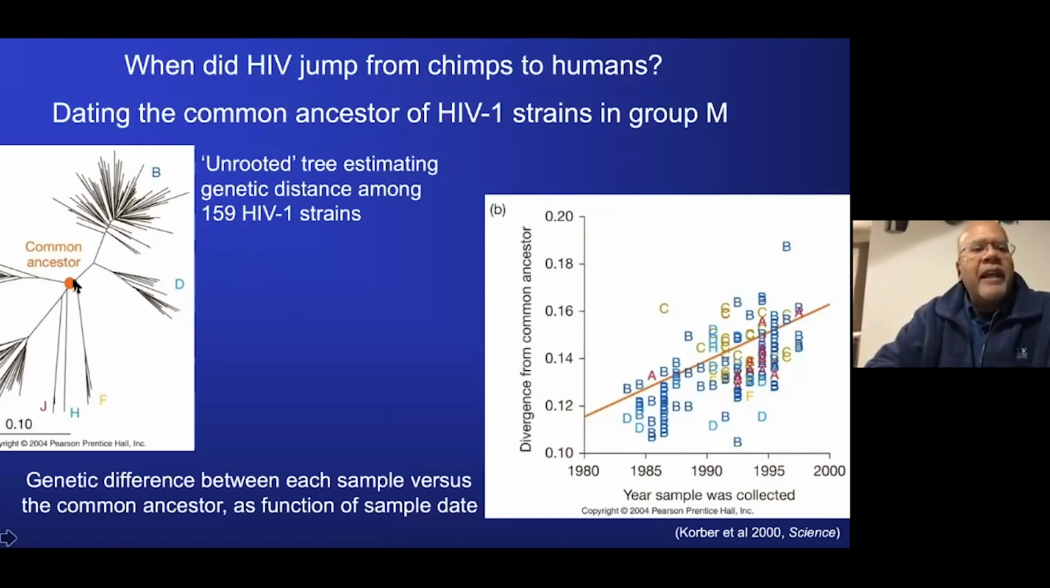You can root it at some inferred common ancestor, but the distance from the tip of each of these 159 samples down to the common ancestor is a distance genetically for which they have diverged from that common ancestor. And you can lay that out in a graph like this. The divergence from the common ancestor is on this axis, and the year at which these were sampled is along the x-axis.